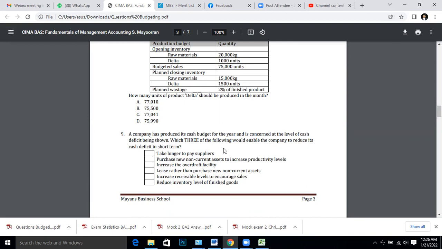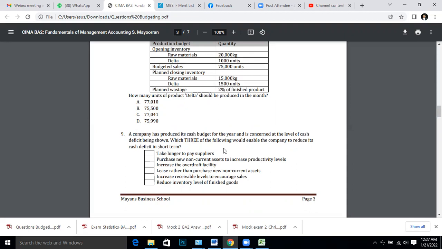Option A, right? Purchase new non-current asset. No, already you don't have money at this time. Going and buying non-current assets doesn't make sense. B, wrong. Increase the overdraft facility. Yes, because it's a short-term problem. You can go for a short-term solution like overdraft. Correct. C is right. Lease rather than purchase new non-current assets.